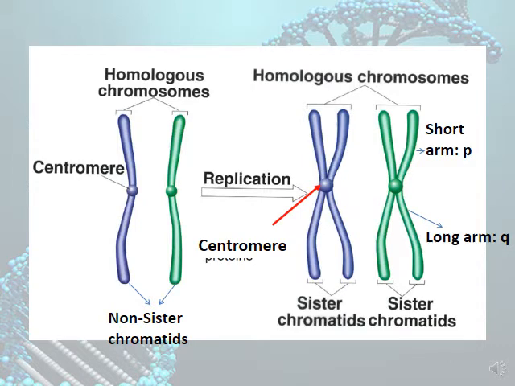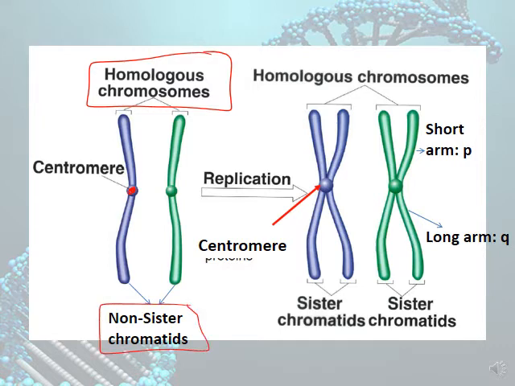Here are the chromosomes. These 2 chromosomes are homologous chromosomes. Here we have the centromere. These are the 2 non-sister chromatids. The 2 sister chromatids are attached upon replication in the middle by the centromere. Here we have what's known as the P arm, the short arm, and the Q arm, which is the long arm. And these together are called the sister chromatids after replication.